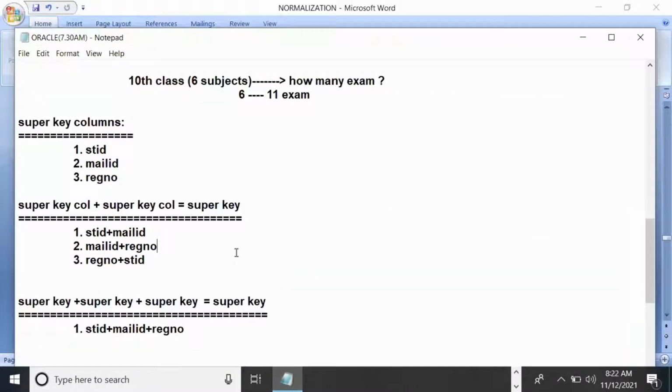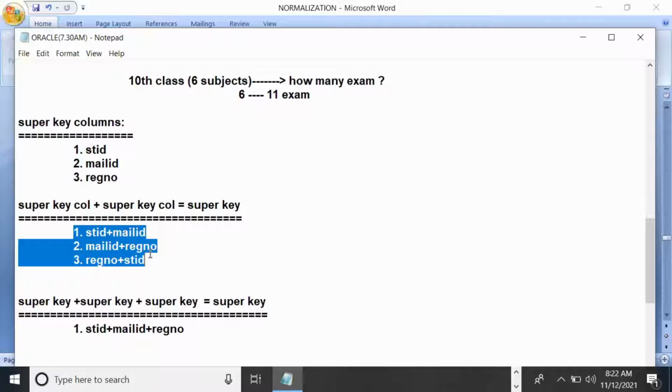So observe here, guys. I was using three levels now. How many levels did I use here? Three levels. One is every individual column, or a combination of columns. But a candidate key, what I said, super key plus super key is a super key, but not a candidate key. So this combination is not a candidate key. This is also a combination, also not a candidate key.